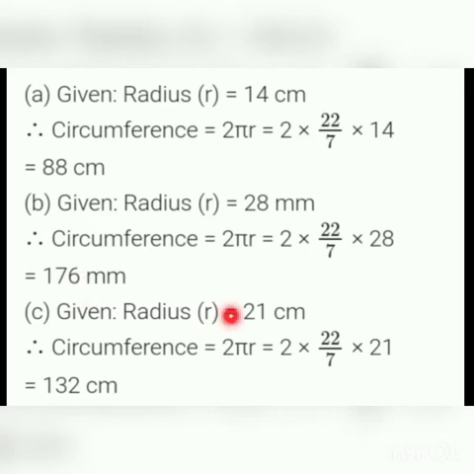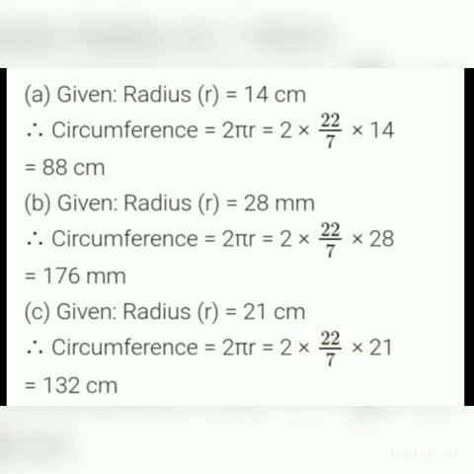Last one, 21 centimeter radius. Again substituting in the equation for circumference, 2 pi r. 2 into 22/7 into 21. Now 7 and 21, 7 into 3 is 21. So 7 and 21 cancelling, here 3. So 2 into 22 into 3, you will get 132 centimeter.